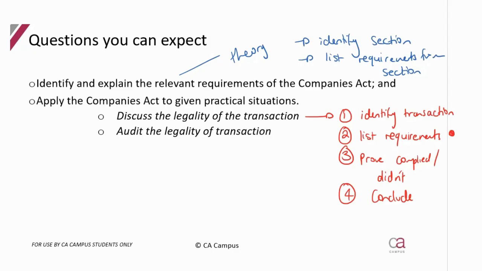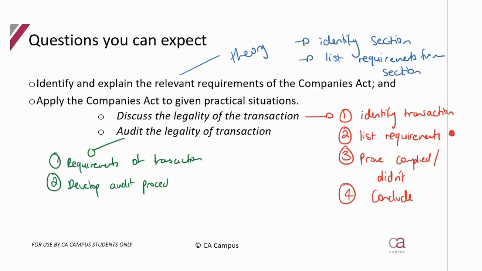The other type of question you can get at a CTA level is to audit the legality of a transaction. So once again, first of all, you need to find out what the requirements are for it to be legal. And then you need to go and develop audit procedures to test if they have adhered to those requirements.